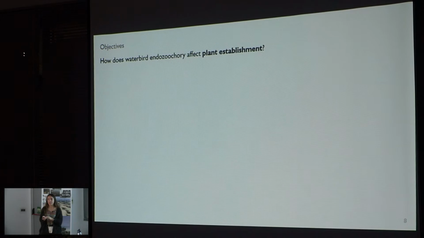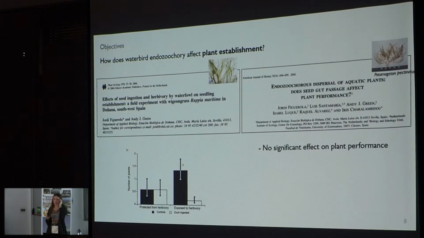So the last step for a successful dispersal process is establishment of the plant. And there is very little literature on the effect that gut passage by waterbirds has on it. We can see these 2 studies by Figueroa and colleagues for 2 macrophytes, and they found different results. In the first case, it depended on whether the plants were exposed to herbivory or not, and in the second case, they didn't find a significant effect of gut passage on plant performance.